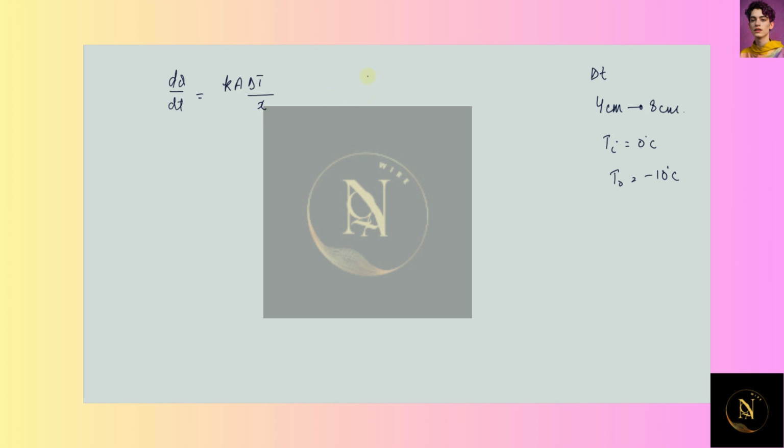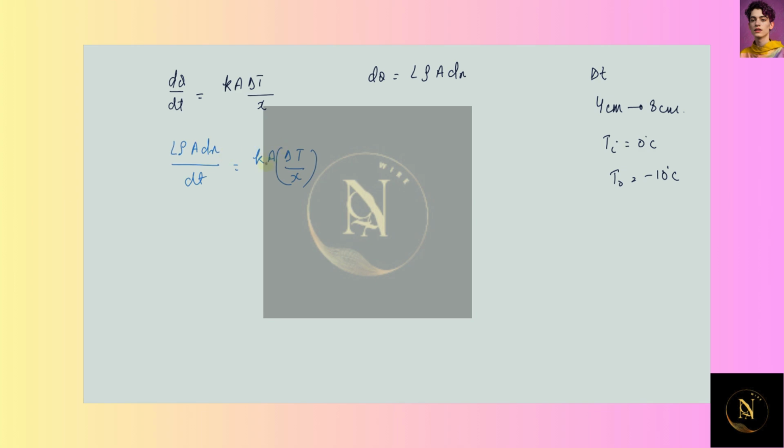Now that dQ, the incremental energy, is equal to L times rho times area dx. So here L is the latent heat, rho is the density, and A is the area. So you can plug this value here. So we'll get L times rho A dx divided by dt is equal to K A delta T by x.